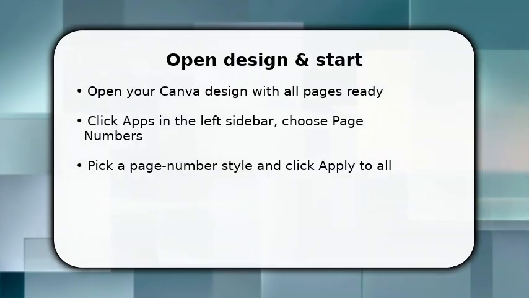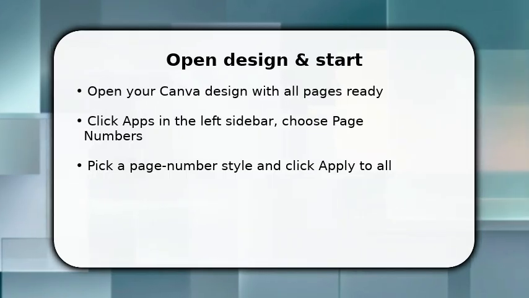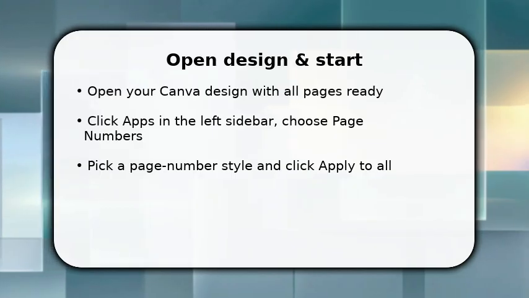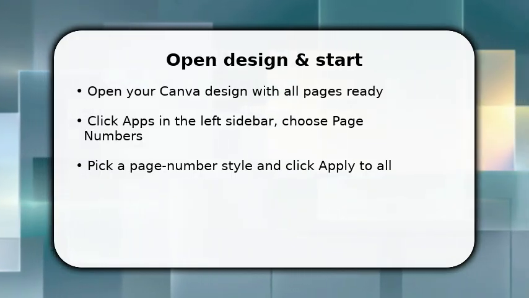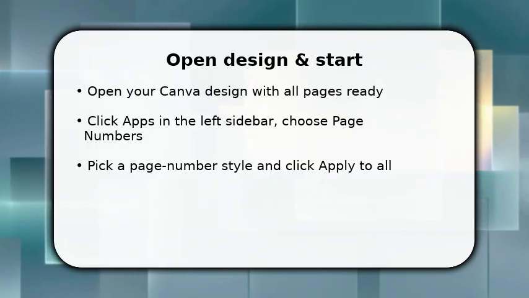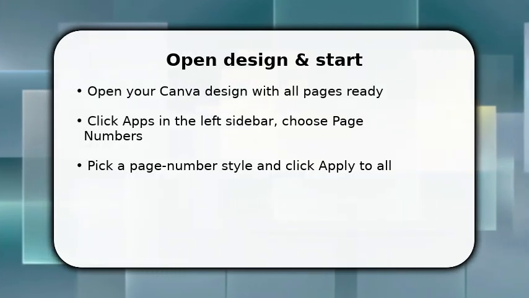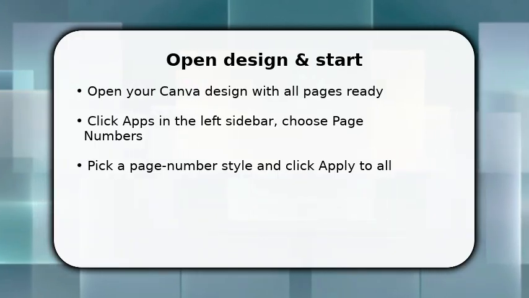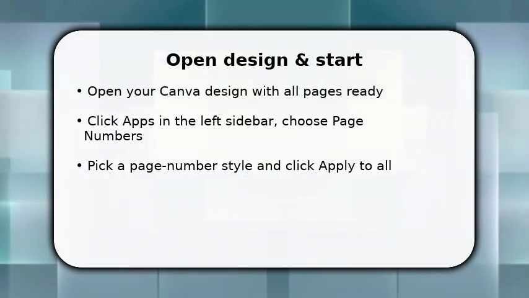Once done, choose a style that matches your layout, simple, boxed, or decorative, and click Apply to all pages so numbers appear automatically. Make sure page order is correct before applying, because this inserts numbers sequentially. If you only want some pages numbered, use Apply to selected pages instead of the global option.